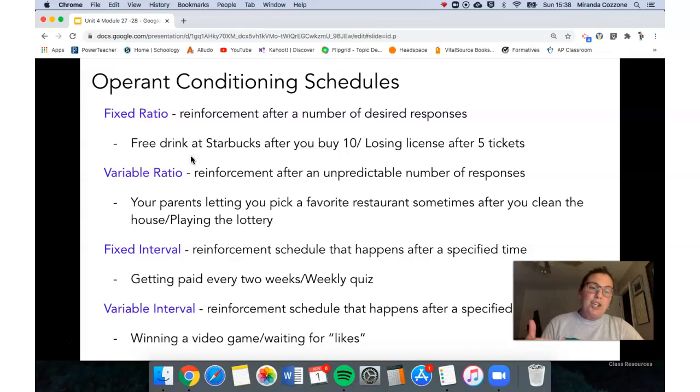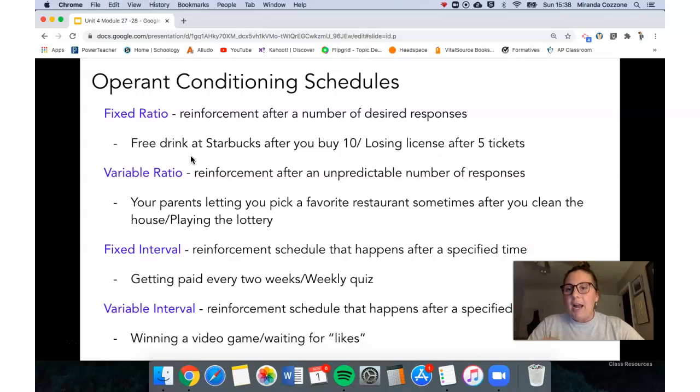So they can't condition you every time you buy something at Starbucks, but if it's on a fixed ratio, every 10 you get a free thing, that is another way of conditioning somebody, since they can't reward you every single time. You might see this as well in terms of punishment. For instance, losing your license after 5 tickets. It's not going to happen every time, but every so often there's going to be a reward or a consequence.